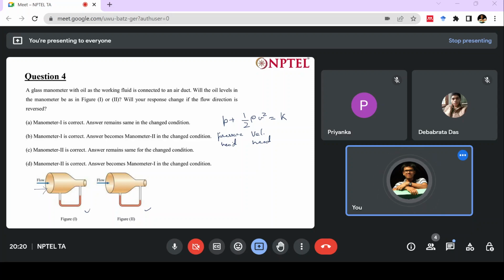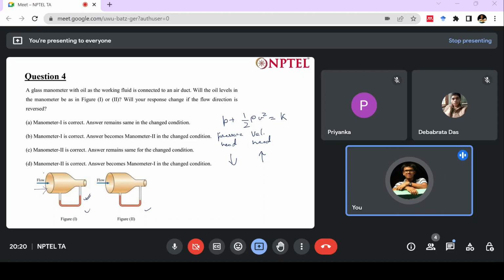Now, where is the velocity higher? Velocity is higher when the tube is narrower, right? From our continuity equation, we will know that when the cross section is smaller, then my velocity will be higher. If my velocity is higher, my velocity head is higher. If my velocity head is higher, the pressure head is lower. So this manometer is correct. So manometer 1 is correct.